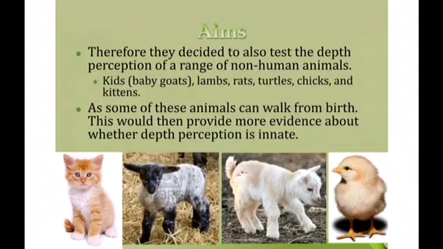Gibson and Walk decided then to not only use human infants from 6 months old, they decided to use a range of different non-human animals: kids, baby goats, lambs, rats, turtles, chicks and kittens. As some of these animals can walk from birth, this would then provide more evidence about whether depth perception is innate.